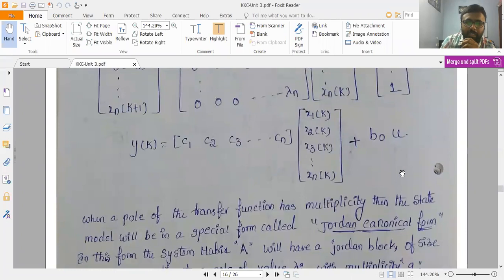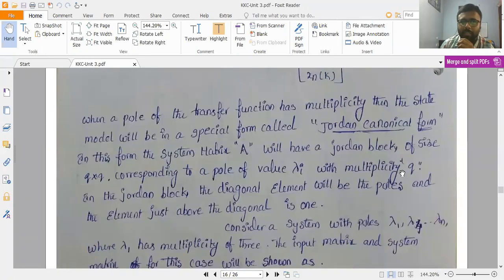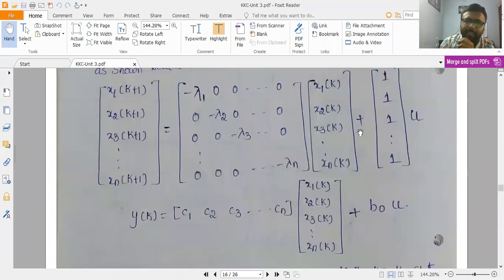So here is the matter. When a pole of the transfer function has multiplicity, then the state model will be represented in a special form called the Jordan canonical form. That means when we have repeated poles, we represent that state model with a specific form called the Jordan canonical form. So in this form, this is the matrix A.